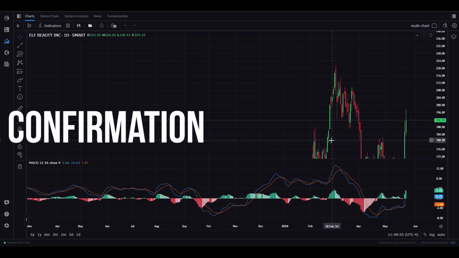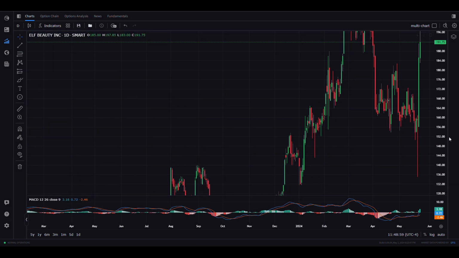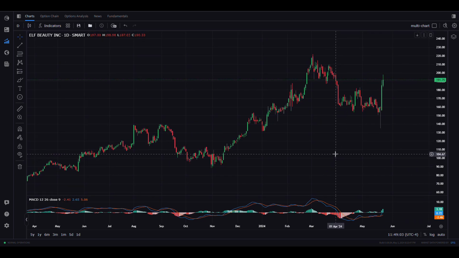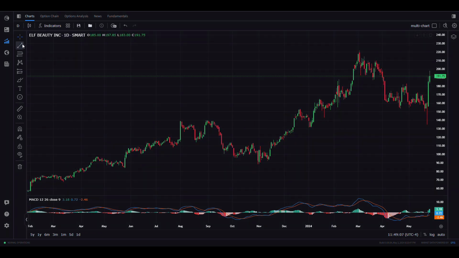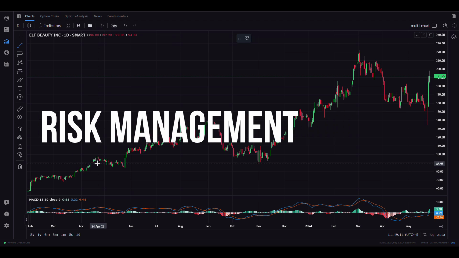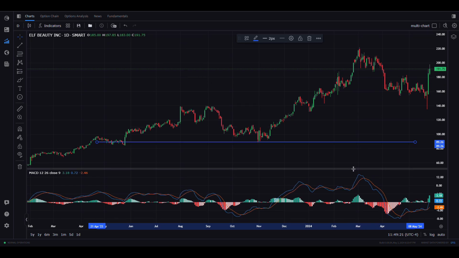MACD signals are often confirmed using other technical indicators or analysis techniques, such as support and resistance levels, trend lines, or volume indicators, to increase the reliability of trading decisions. Risk management. Traders employ risk management techniques, such as setting stop-loss orders and position sizing, to manage potential losses and protect capital while trading with MACD signals.